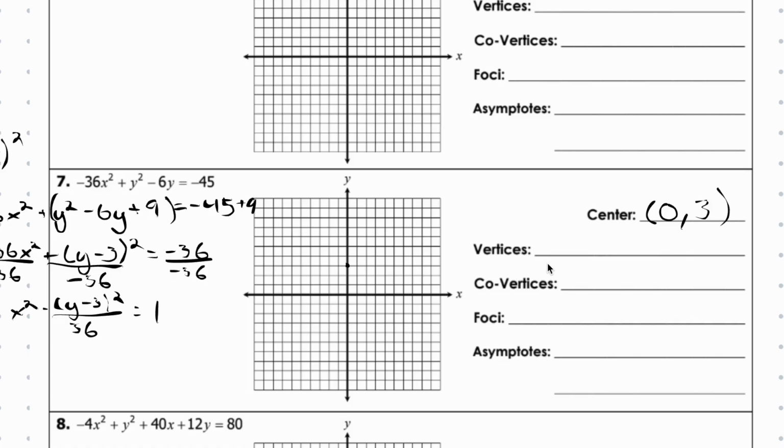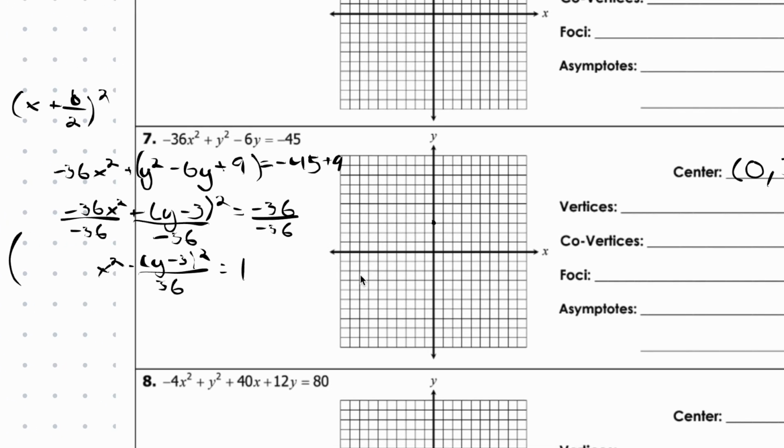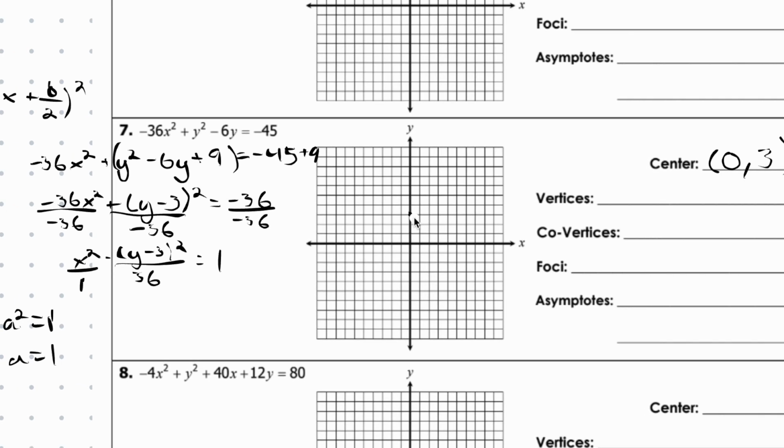And here are vertices, right? Let's just take a second to check this. Our x value is coming first, meaning it's going to be a horizontal hyperbola, so it's going to look like that. And so if we solve for our a, this is essentially saying x squared over 1. So that means a squared equals 1, so a is equal to 1. So we're going to count 1 unit in the x direction in both left and right.